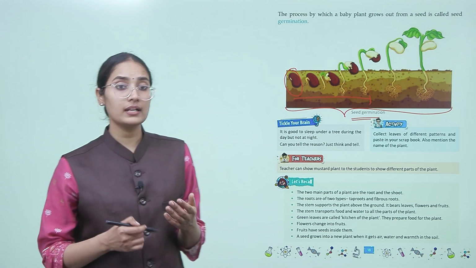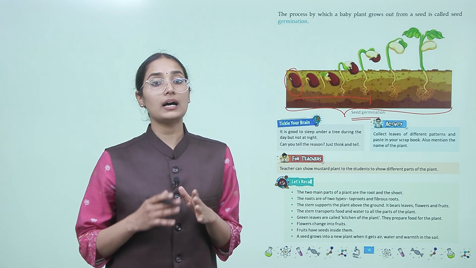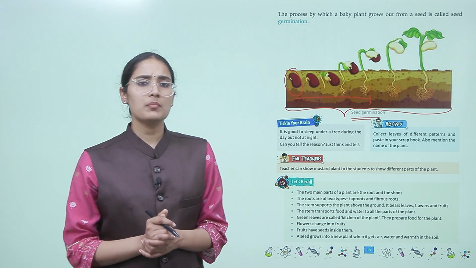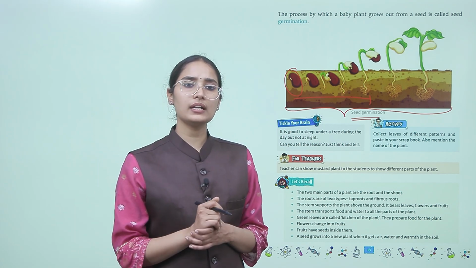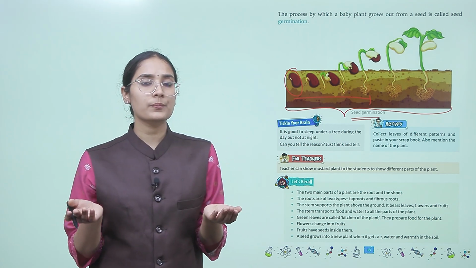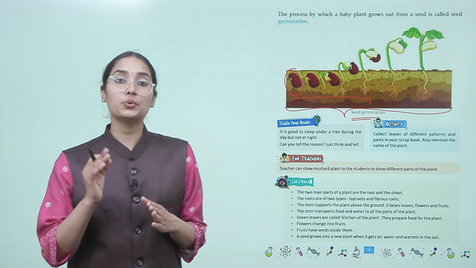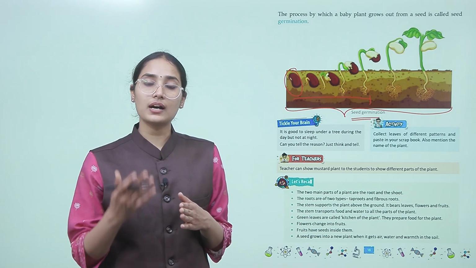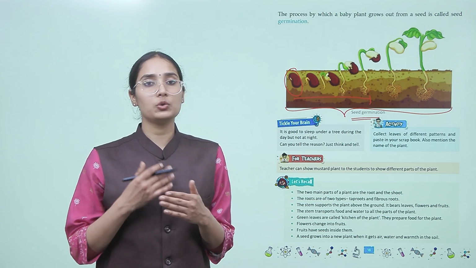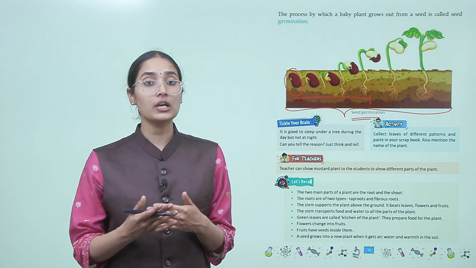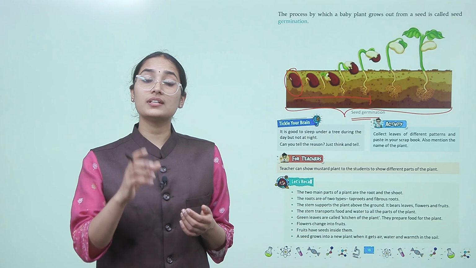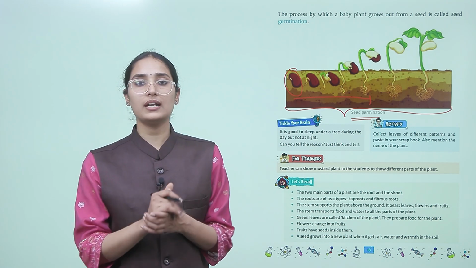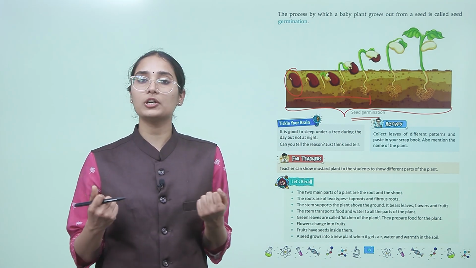It is said that we can sleep under a tree during the day, but it is not good to sleep under it at night. What happens at night? The reason is, during the daytime, when the sunlight is there, the plant produces what? Photosynthesis. It produces food, and that process releases oxygen as a byproduct. And the oxygen is important to us.